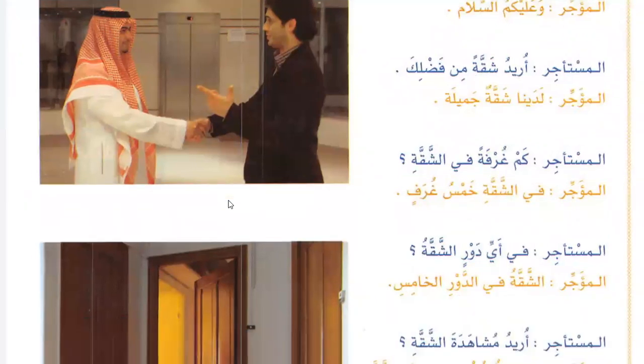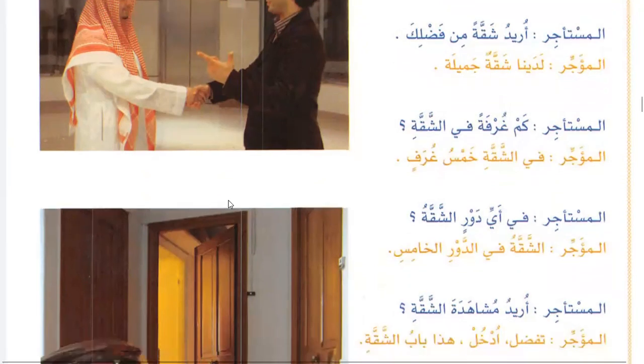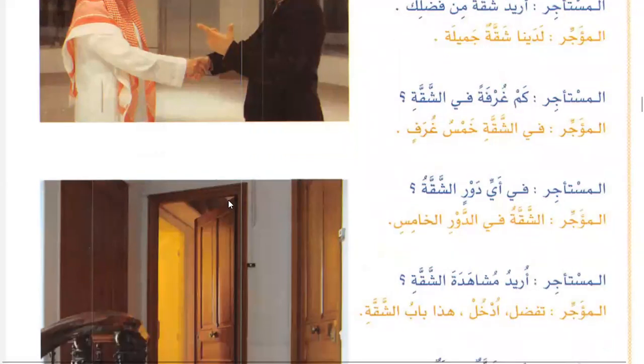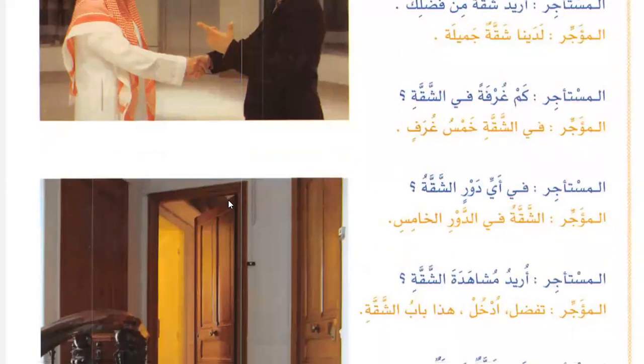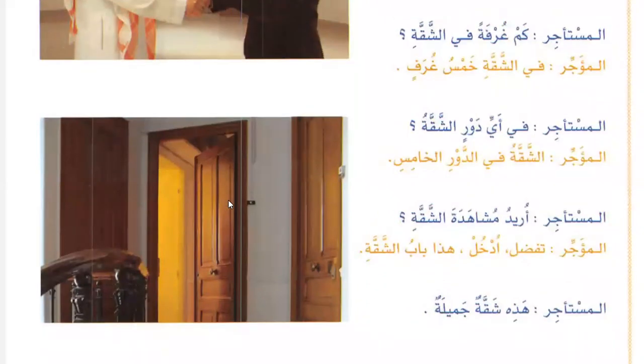كم غرفة في الشقة؟ How many rooms are in the apartment? في الشقة خمس غرف. There are five rooms in the apartment. في أي دور الشقة؟ On what floor is the apartment? الشقة في الدور الخامس. The apartment is on the fifth floor. أريد مشاهدة الشقة. I need to see the apartment. تفضل، أدخل. هذا باب الشقة. Yes, please. Please enter. This is the door of the apartment. هذه شقة جميلة. This is a beautiful apartment.